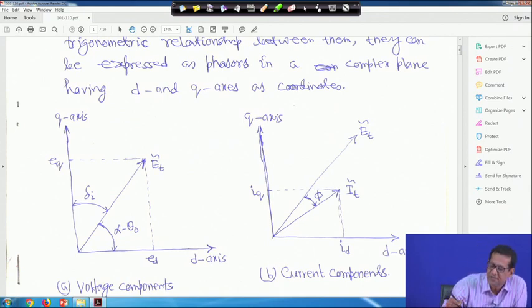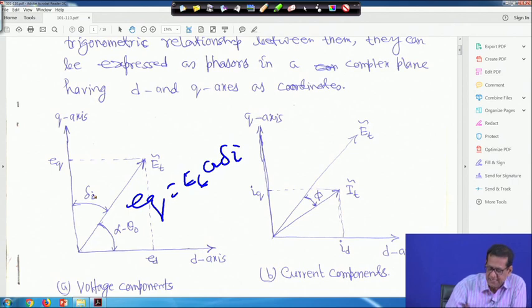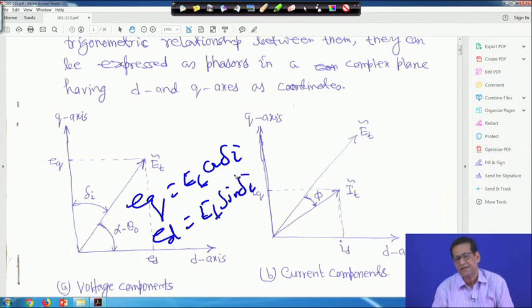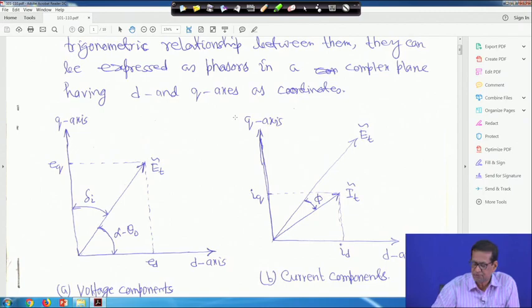If you look into this once again, EQ will be equal to ET cos delta I, and similarly ED will be equal to ET sin delta I. So, that is what we are writing here.